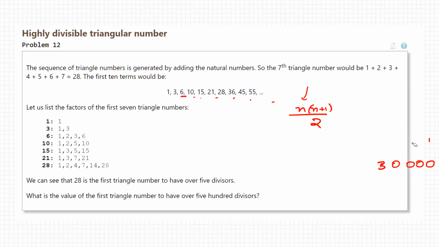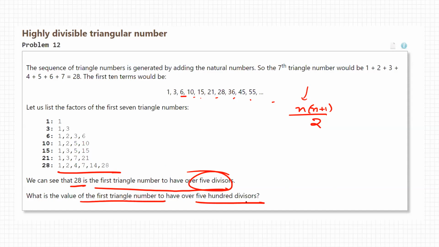Now, the reason why this problem is awesome is we ask about the divisors. How many factors does 1 have? How many factors does 3 have, 6 have, 10 have, 15 have, 28, and so on. So 28 becomes the first triangle number to have 5 divisors. The question is, which is the first triangle number to have 500 divisors? That is the problem. And this problem taught me a lot of important things in computer science. That's why I'm giving you this. This is very important from a mathematician's point of view and for many other reasons. This is an awesome puzzle to solve.